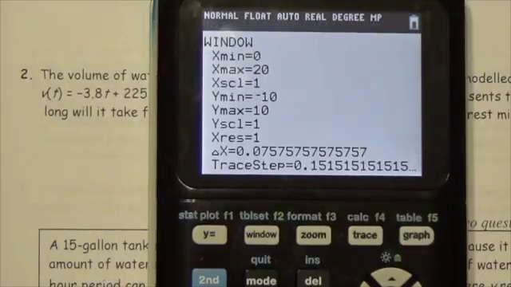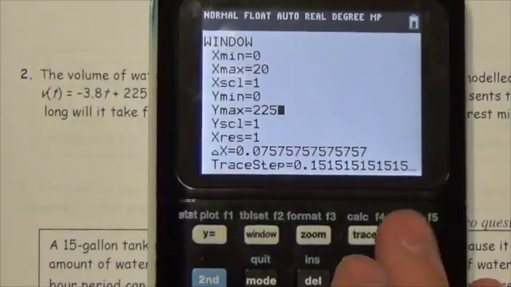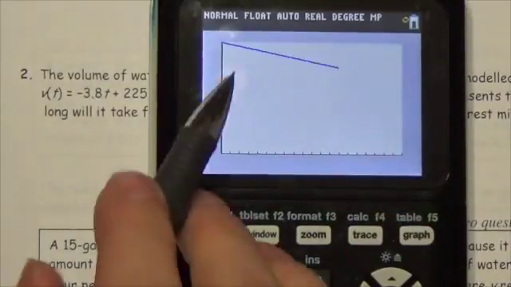The y-coordinate is the volume of the tank. Doesn't make sense to talk about volume less than 0 because that's when the tank is empty. The tank is empty. It doesn't go negative here. And we've already seen that the maximum has to be quite a bit larger than that. And at 0, it was 225. So let's put 225 in there and see what we get. All right, so there's my line here.